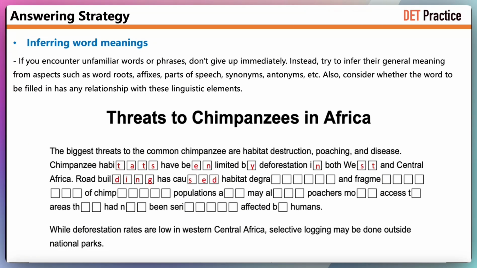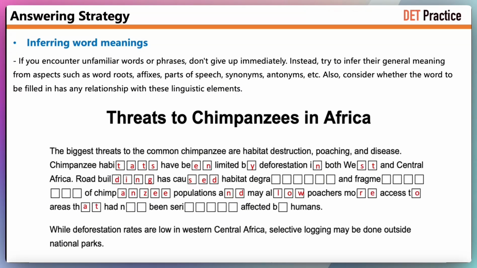Moving on, we should fill in chimpanzee, which is in the article. Before may, it should be in to indicate a parallel structure. We see poacher, which must be the person doing the poaching mentioned earlier, right? It's a word ending in er, similar to teaching and teacher. But this poacher isn't doing anything good. What about the word starting with al? Think about it, we're talking about road building, so it should be allow. Now that there are roads, it's more convenient for them to poach, so we should fill in more access to areas.